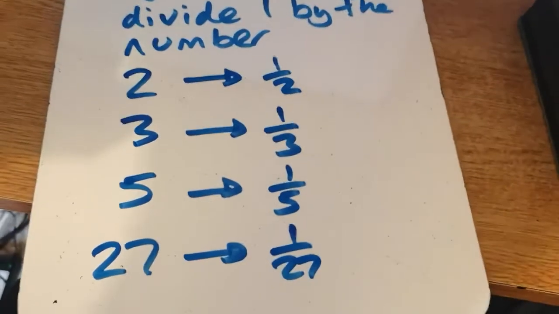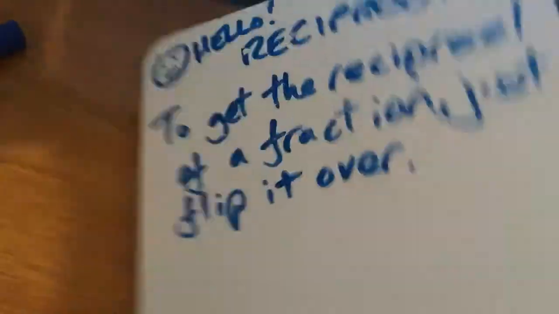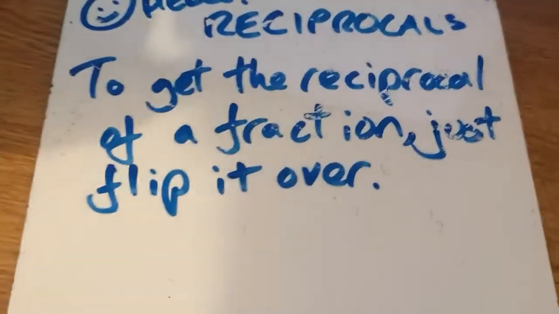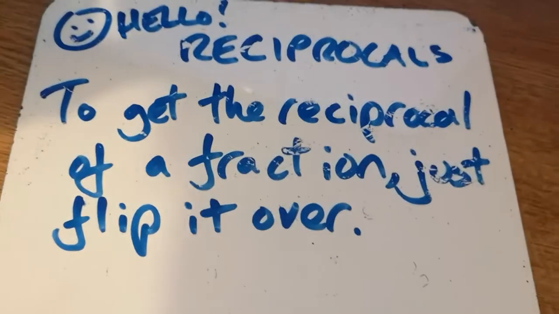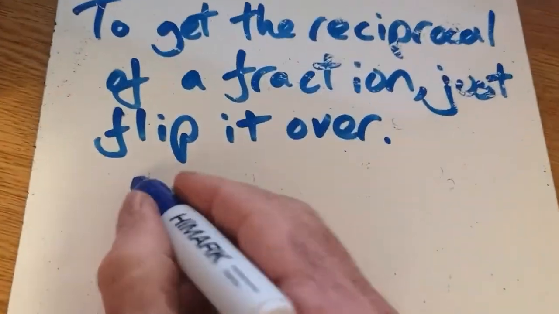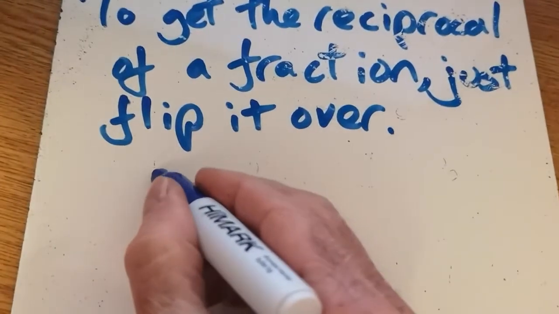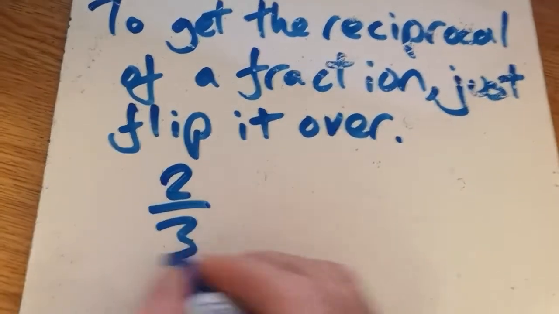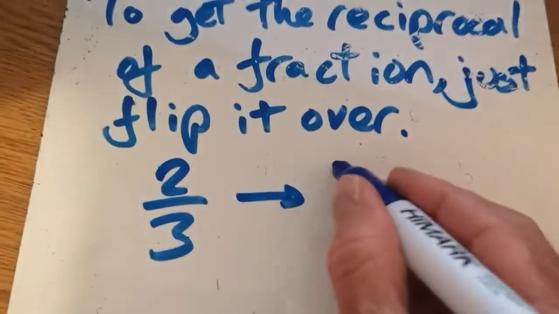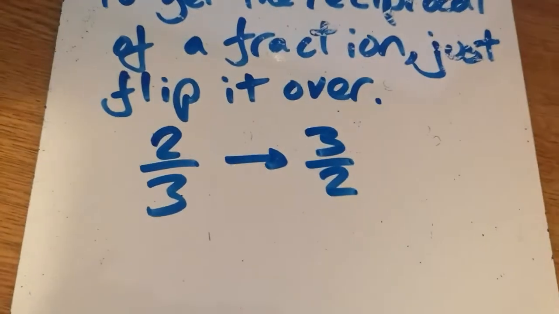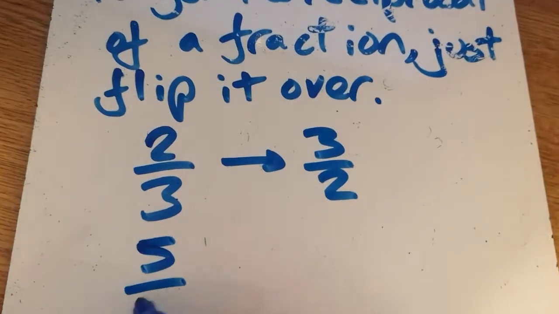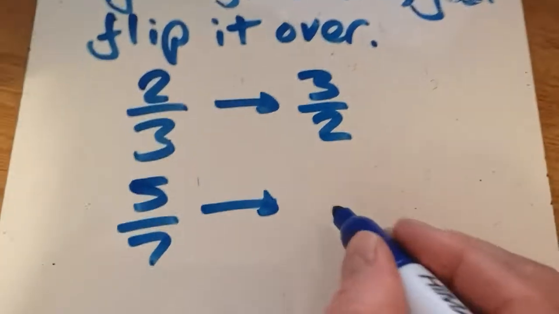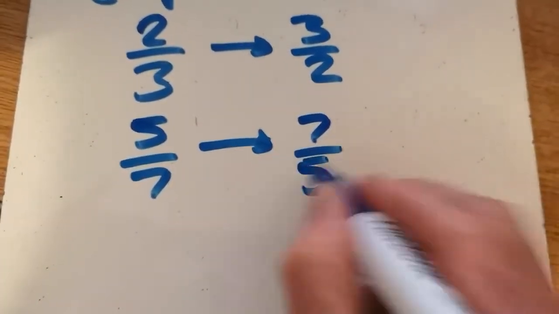Now, it's quite straightforward, that, but the other thing you need to make sure you're okay on is if you want to find the reciprocal of a fraction, you're just basically flipping it over. So if I had something like 2 over 3, the reciprocal of 2 over 3 would just be 3 over 2. And if I had 5 over 7, the reciprocal of that would just be 7 over 5.